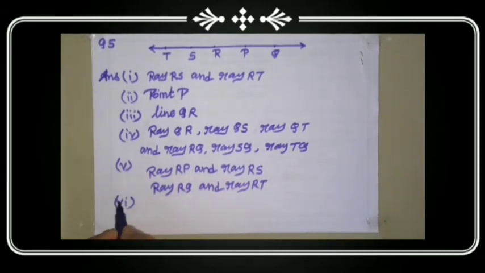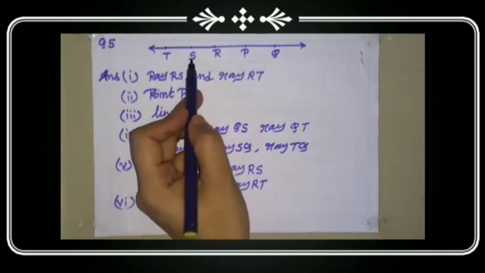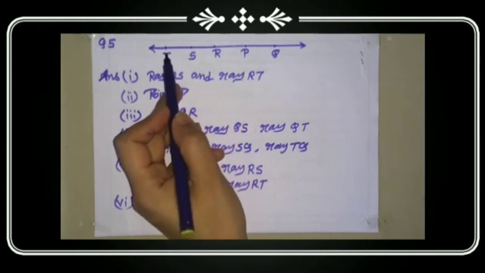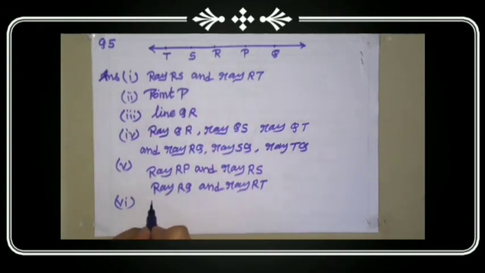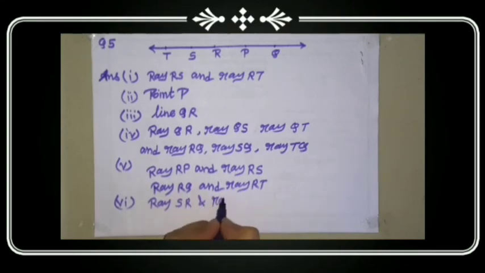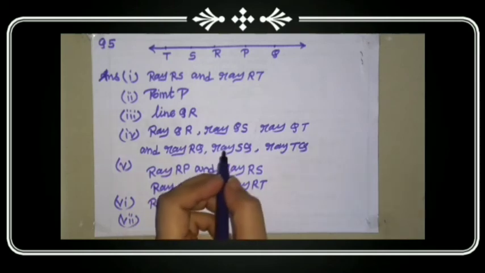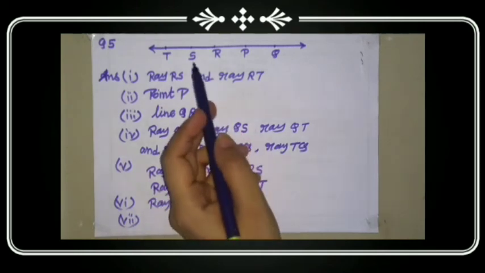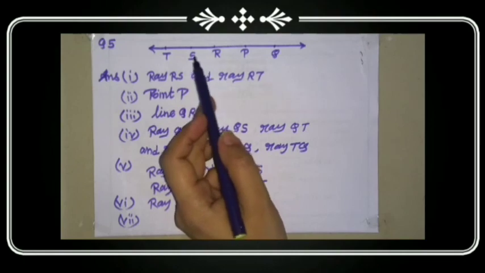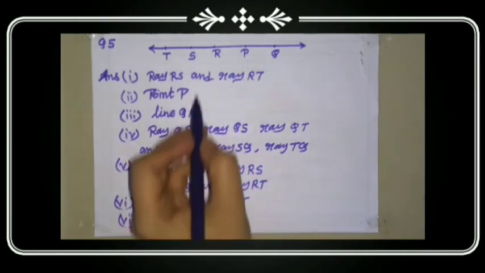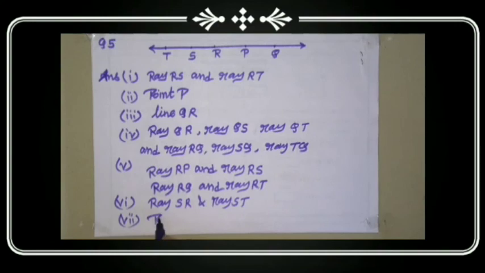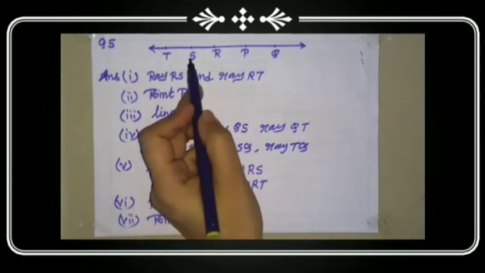Sixth, write any two rays with common endpoint S, means SR and ST. Ray SR and ray ST. Seventh, write the intersection set of ray SP and ray ST, means point S. Intersection point is S.